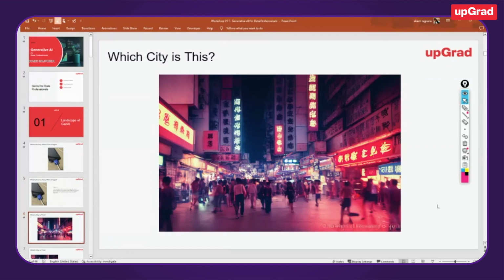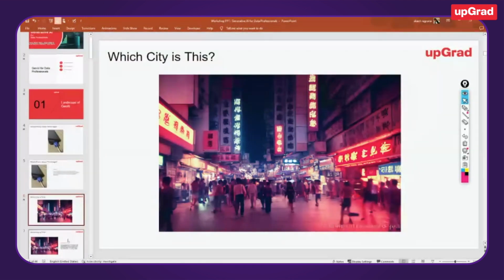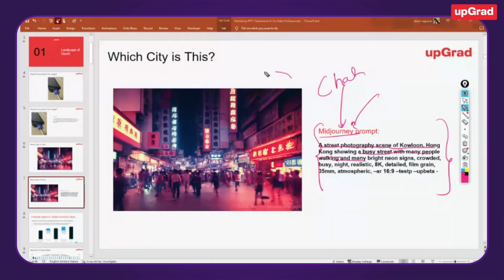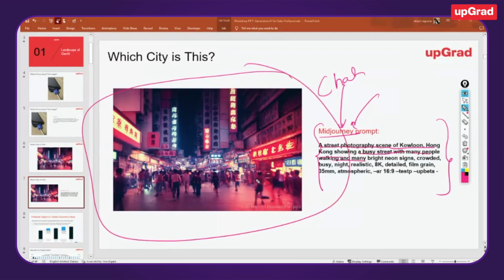Now tell me, you look at this, which city is this? So basically this image is generated by an AI. That's correct. We have not given this image to AI. This was the prompt given to Midjourney. Like all of you know ChatGPT, then there is Midjourney that is used to generate images. A street photography of Hong Kong showing a busy street with people. Now this was the content given to Midjourney and it generated this image for you.